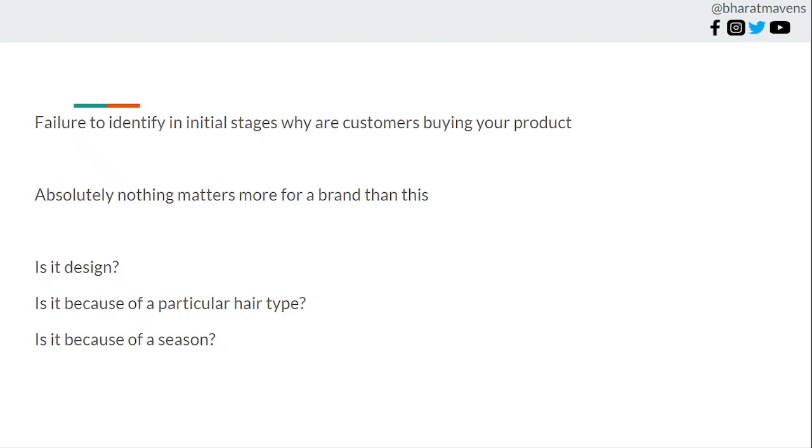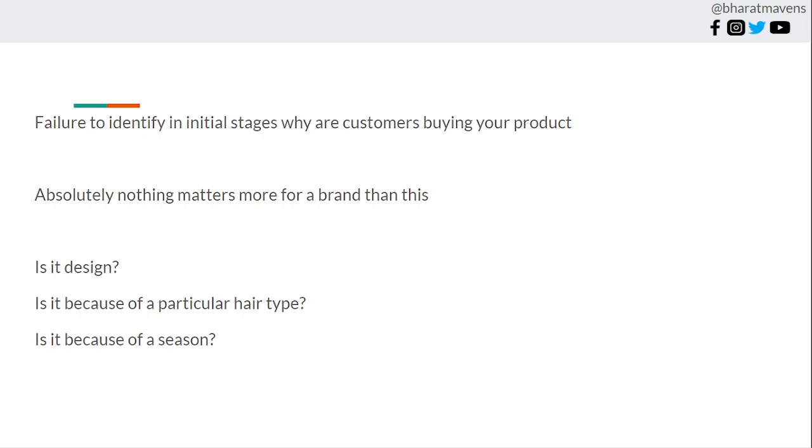What is good can be communicated better in a creative, and what is lacking can be built upon in a different set of creatives so that you can convince a new set of customers. So try to find out and nail down exactly why customers are buying this product. Is it because of the design? Is it because of the particular hair type this product solves for? Or is it because of the season the product is for?